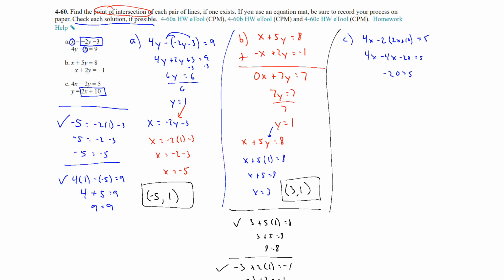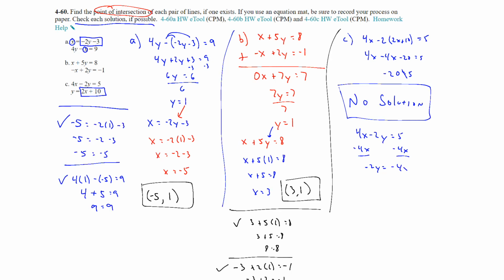So here's a special case where our variables cancel out, and we're left with negative 20 is equal to 5. That is not true, so therefore these are parallel lines that do not intersect, so we have no solution. And we can't check our answers because there's nothing to plug in. I guess the only way that we possibly could check is if we wrote the first equation in slope-intercept form, and we can compare our two equations to see if they are parallel.